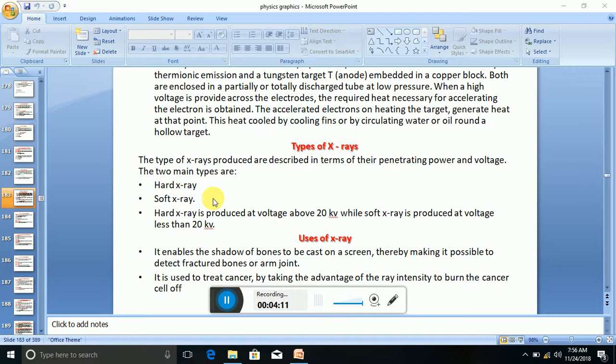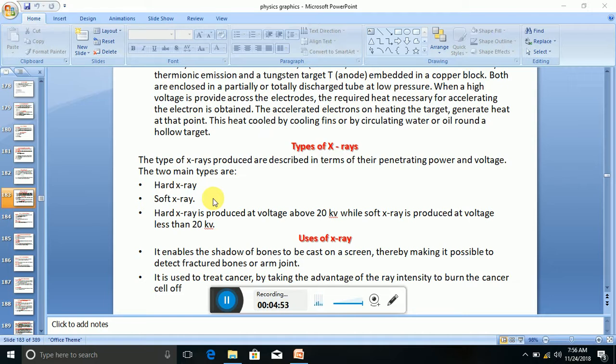When you get to the hospital, you have a fracture and you want your bone to be seen so that you can know how to go about treating it, you go for X-ray. When you want to check your heart, to see your lungs, to see whether you have problems around your heart region, you go for X-ray, because it is only X-ray that can penetrate your skin and see your bones so that it can be either examined or printed out. So the X-ray enables the shadow of the bones to be cast on a screen, thereby making it possible to detect fractured bones or arm joints.